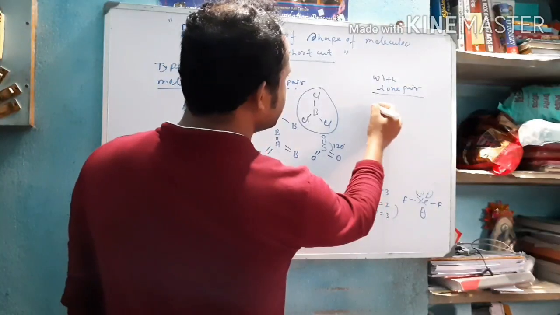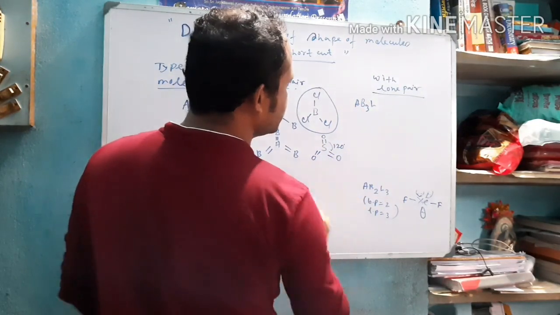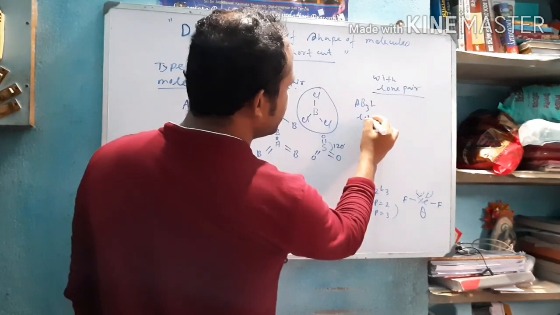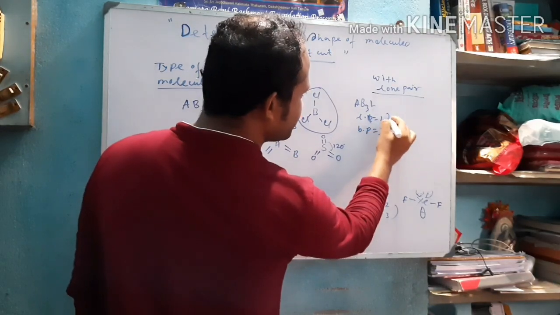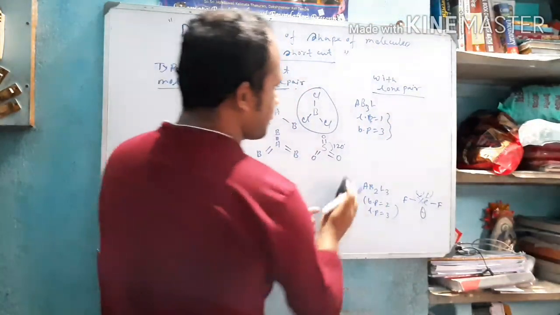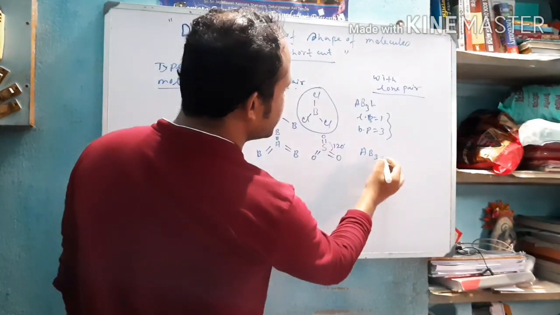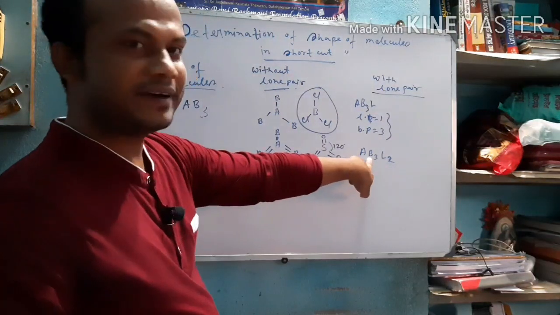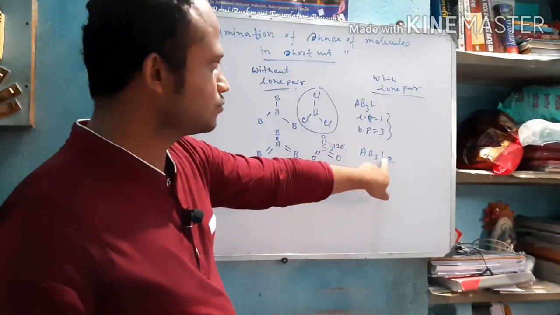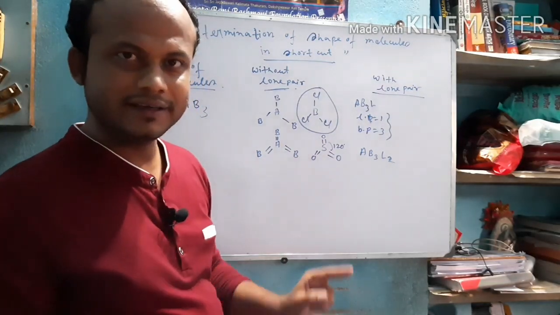With lone pair, suppose AB3L type. AB3L type, here lone pair equals 1 and bond pair equals 3. You can also write AB3L2. AB3L2, bond pair is 3, lone pair is 2. That is 2 times 2 is 4, and 3 is 7. So valence electron of A is 7. It is possible.